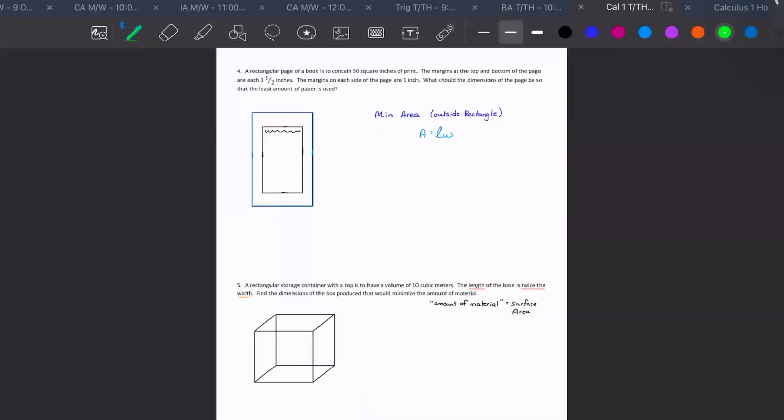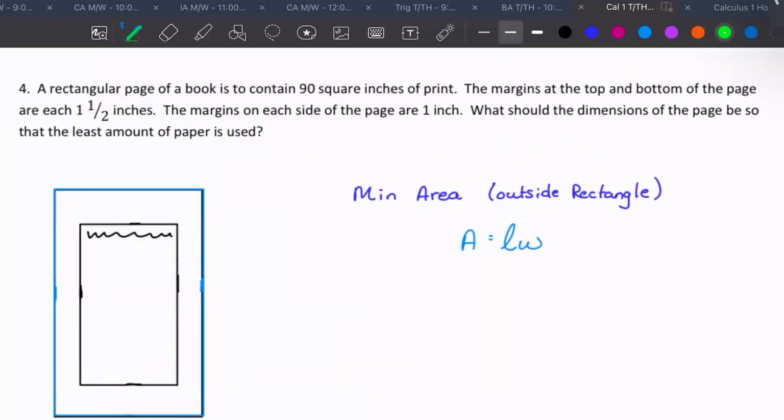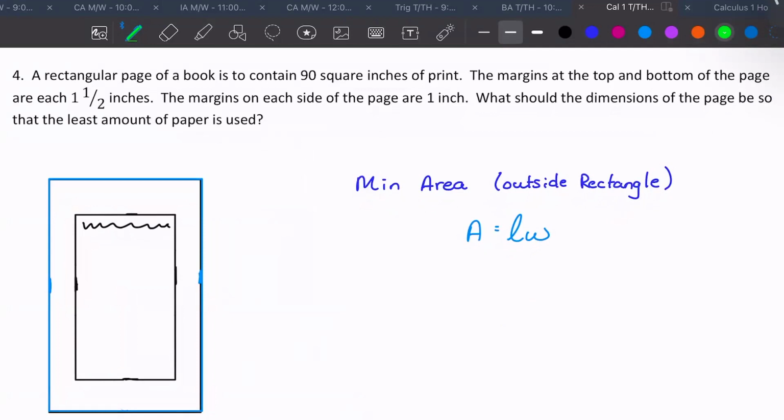All right, 2 more and we'll be done. This one says a rectangular page of a book is to contain 90 square inches of print. The margins at the top and bottom of the page are each 1.5 inches, and the margins on each side of the page are 1 inch. What should the dimensions of the page be so that the least amount of paper is used? Okay, the least amount of paper is used.